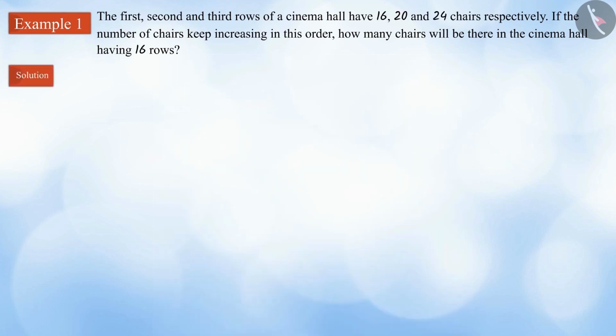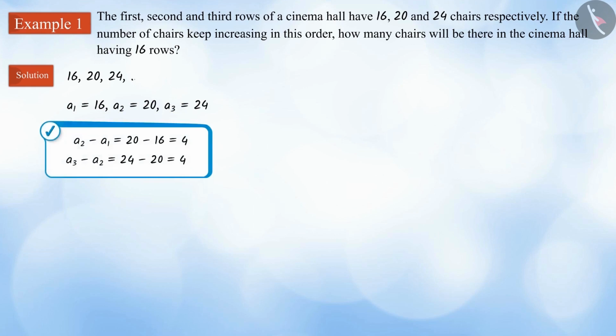According to the question, there are 16 chairs in the first row, 20 chairs in the second row, and 24 chairs in the third row. What can you say about this list? The first term in this series is 16. The second term is 20, and the third term is 24.